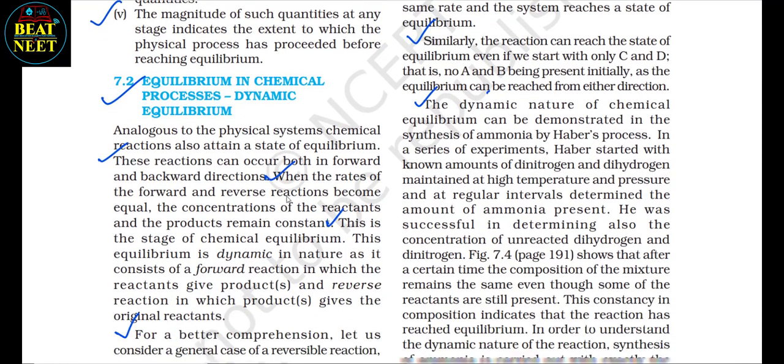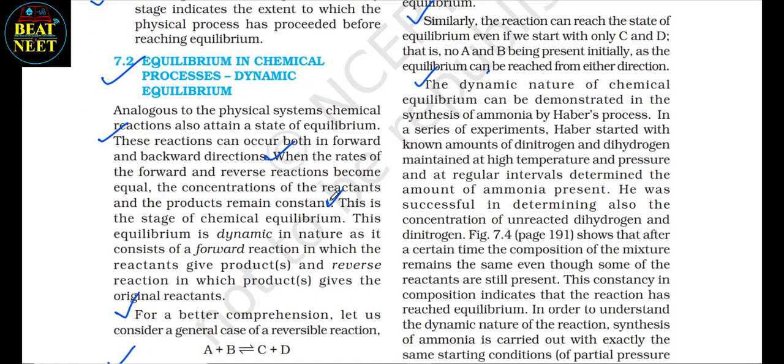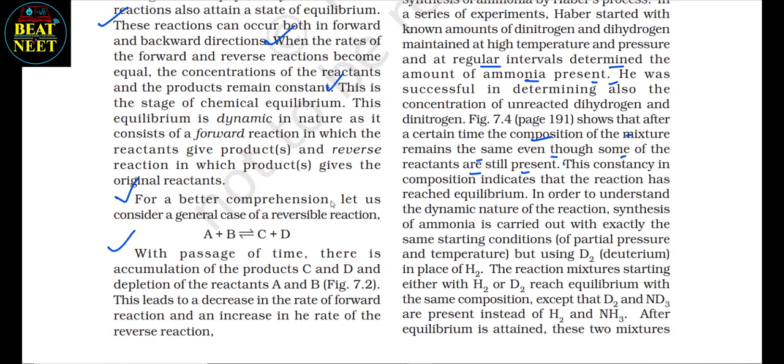The dynamic nature of chemical equilibrium can be demonstrated in the synthesis of ammonia by Haber's process. In a series of experiments, Haber started with known amounts of dinitrogen and dihydrogen maintained at high temperature and pressure, and at regular intervals determined the amount of ammonia present. He was successful in determining also the concentration of unreacted dihydrogen and dinitrogen. Figure 7.4, page number 191, shows that after a certain time, the composition of the mixture remains the same even though some of the reactants are still present. This constancy in composition indicates that the reaction has reached equilibrium.